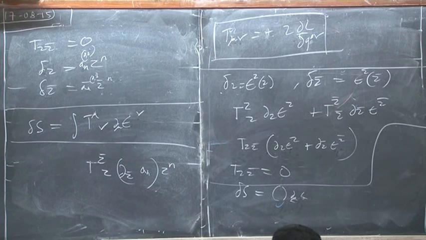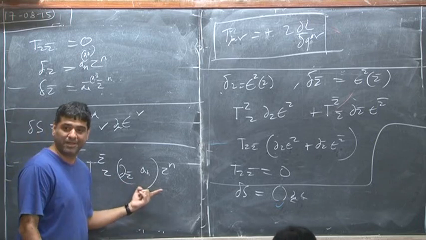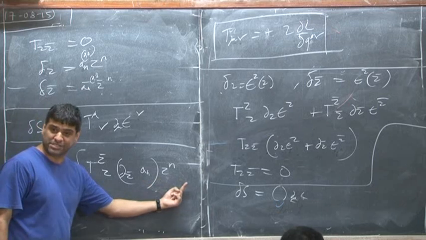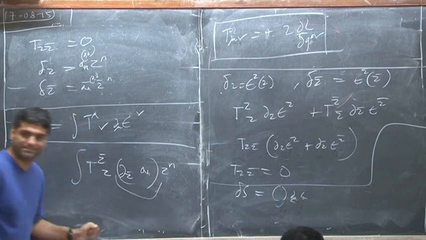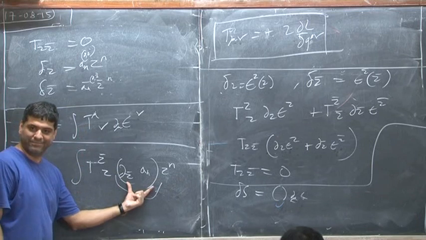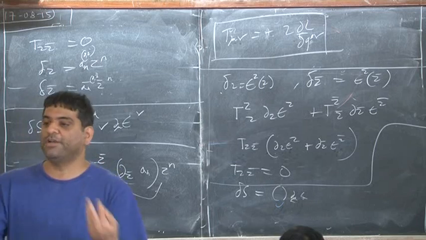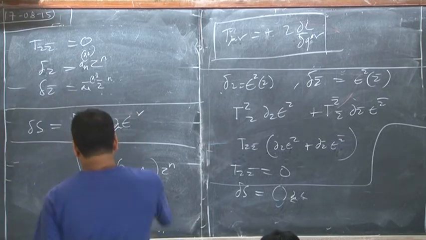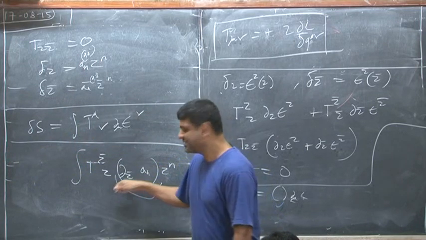Okay? But by the general prescription, the coefficient of this quantity is the current corresponding to the symmetry operation. Or more precisely, the coefficient of this quantity is the Z bar component of the current corresponding to the symmetry operation.